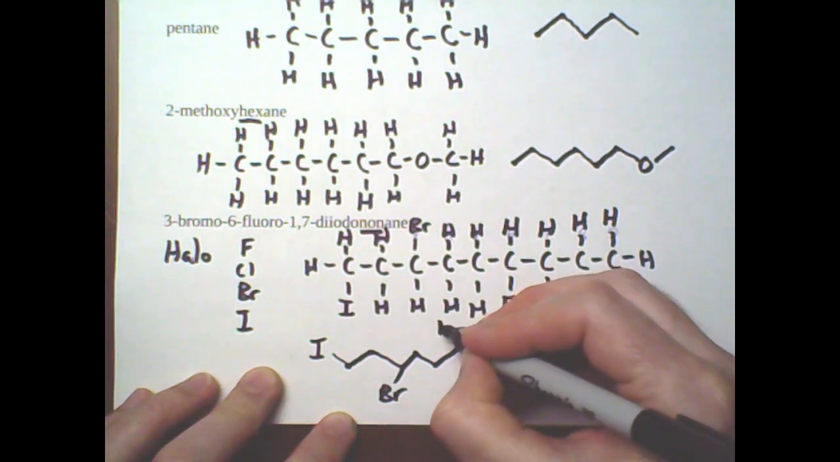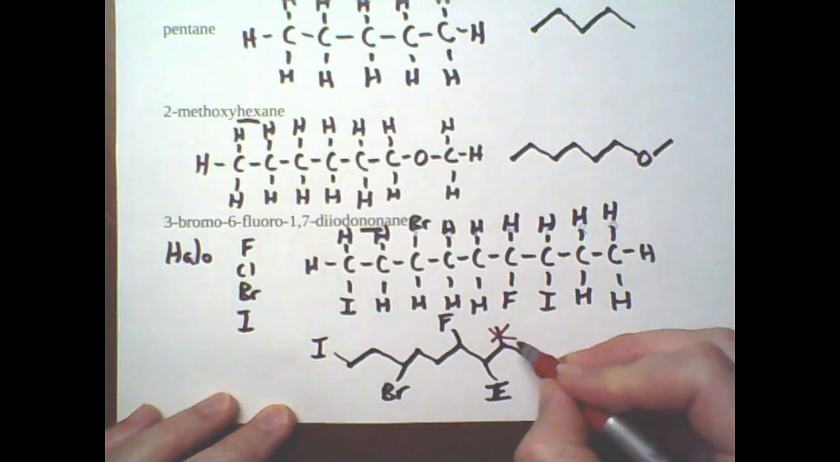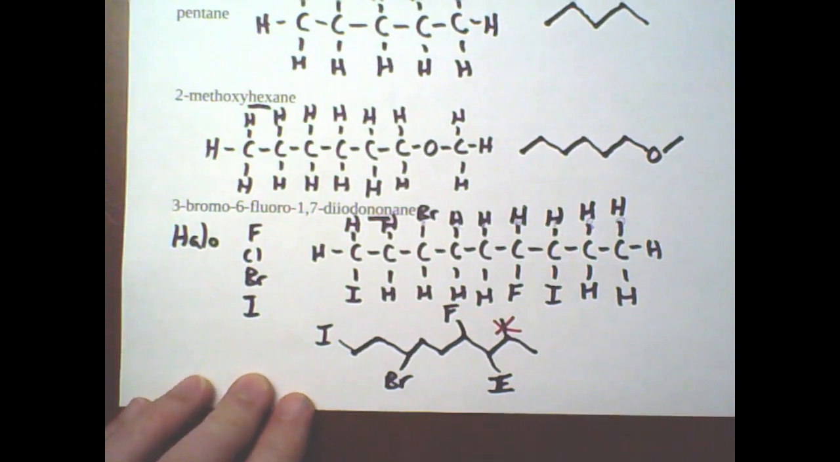The sixth is the fluorine. And that shouldn't be there. It's on 8 and 9. Okay, so that's my finished molecule.